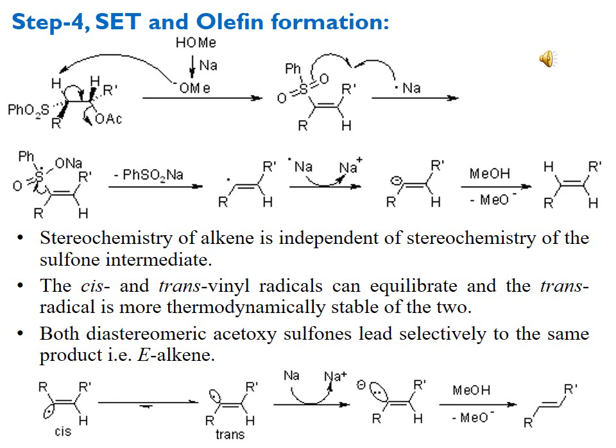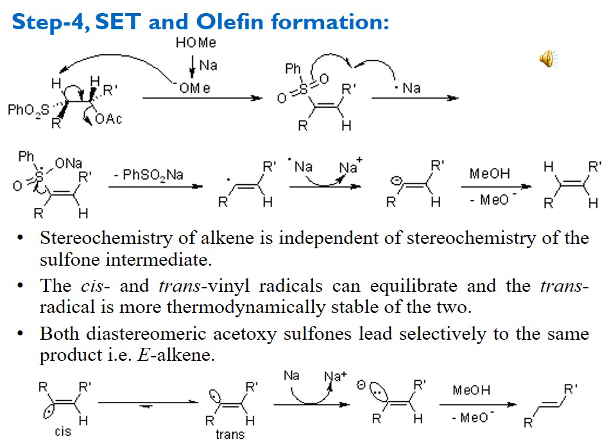If we see the stereochemistry of this reaction, the stereochemistry of the alkene is independent of the stereochemistry of the sulfone intermediates. That is, the sulfone intermediate stereochemistry has no effect on the stereochemistry of the alkene. The reason is that the cis and trans vinyl radicals, as you have seen here, can equilibrate, and the trans radical is more thermodynamically stable of the two, so it is formed in major proportion or mostly. Both diastereomeric acetoxy sulfones led selectively to the same product, that is E-alkene.